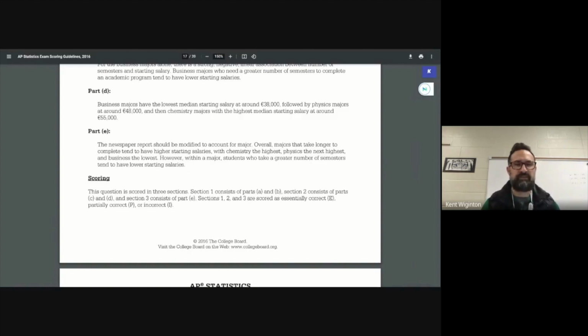Here's what they said. The newspaper should report a modified account to account for major. Overall, majors that take longer to complete tend to have higher salaries, aka, if you get a chemistry degree, you'll have the highest of the 3 starting salaries. Even though it takes you longer to complete a chemistry degree, you're going to be making more money than someone who had a physics or a business degree. However, within the major, students who take a greater number of semester hours tend to have lower starting salaries compared to all the others of the same type of major, right?